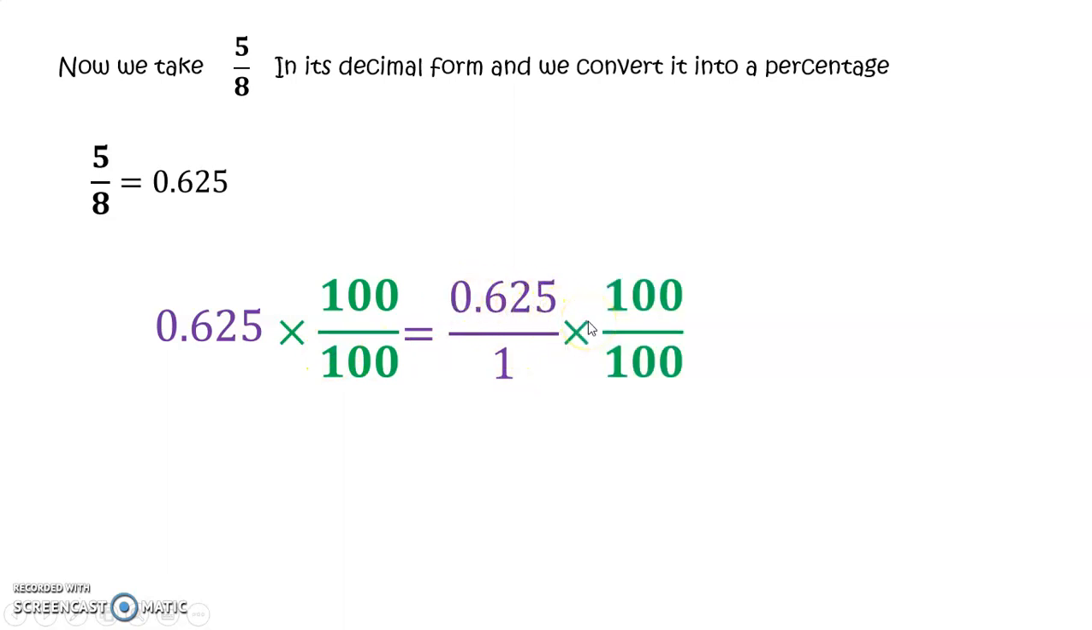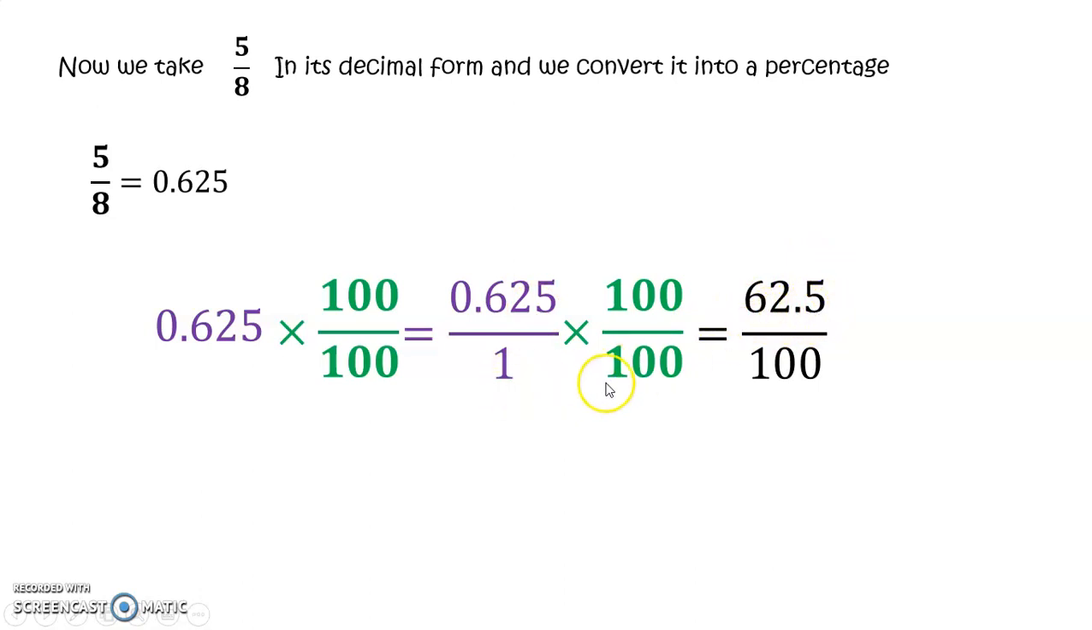So we multiply by 100/100. And remember this: when you multiply a decimal number by a power of 10 that has two zeros, for instance, in this case, the point moves to the right as many places as zeros the power of 10 has. So in this case, this point goes 1 and 2, so it ends up being 62.5.